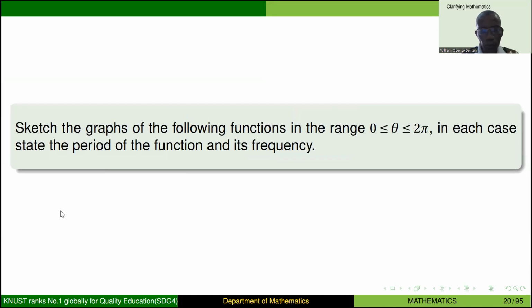Sketch the graphs of the following functions in the range theta between 0 and 2 pi. In each case, state the period of the function and its frequency. So we want to do that straight away.